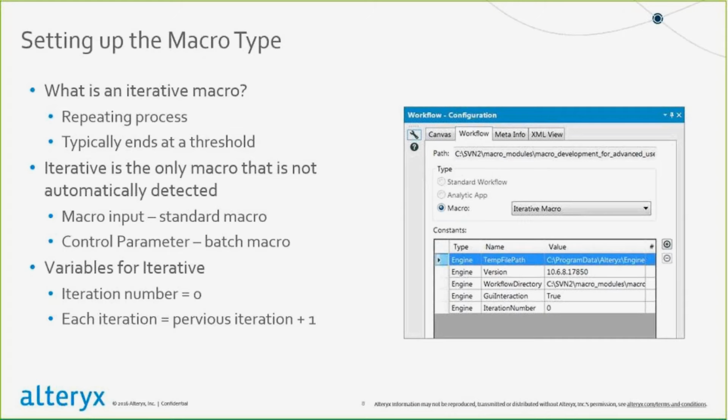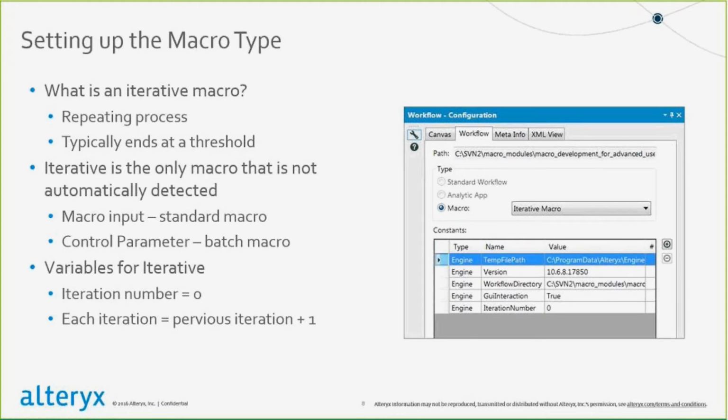So how do I change my macro type within my designer? By simply clicking on the white space of your canvas inside your designer, you'll see this configuration pane pop up on the left side, and by default, it's going to show the Canvas tab. Simply, you can toggle over to your Workflow tab, select Macro, and then choose the type of macro that you want.